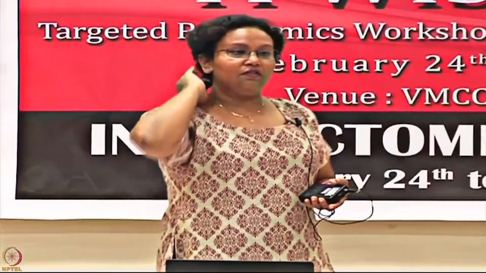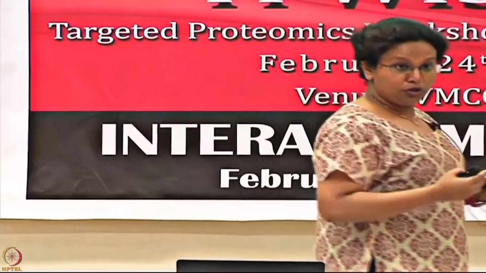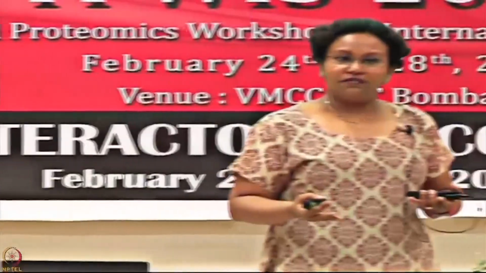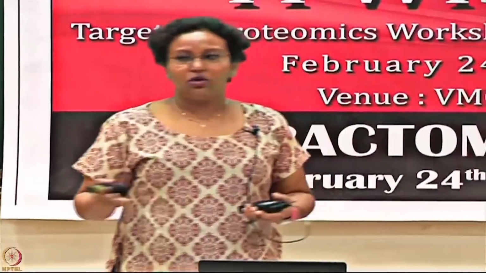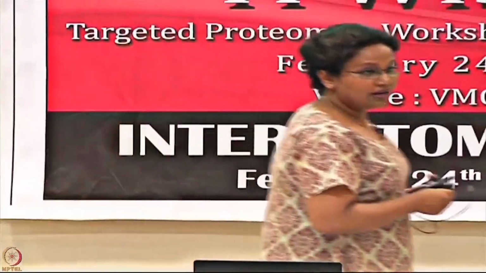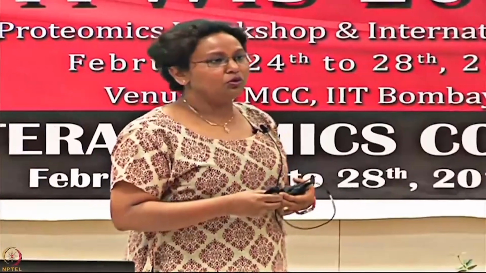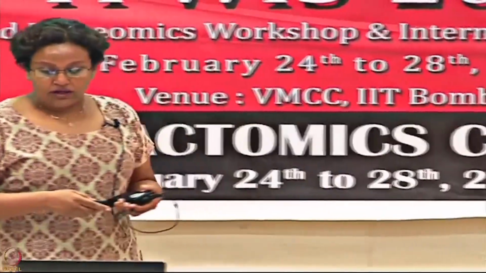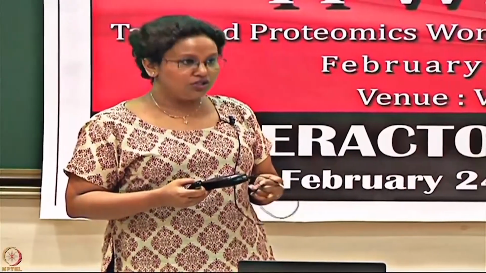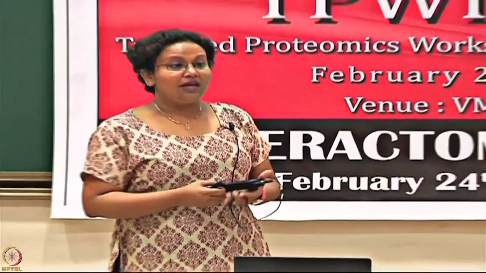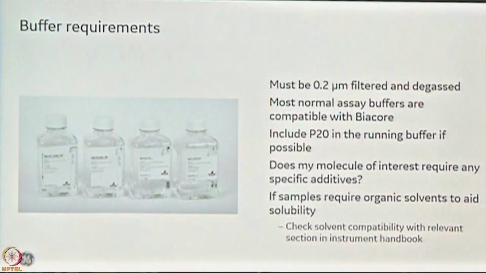Buffer requirements, the buffers that go in should be passed through a 0.22 micron filter. They are of course available to buy from GE, but it is not a big deal. You can make it yourself as long as the chemicals that you are buying are of good quality, and just pass them through 0.2 micron. Do make sure you have P20, which is a non-ionic detergent, because you do not want any ionic detergent running over the surface that can spoil your things.